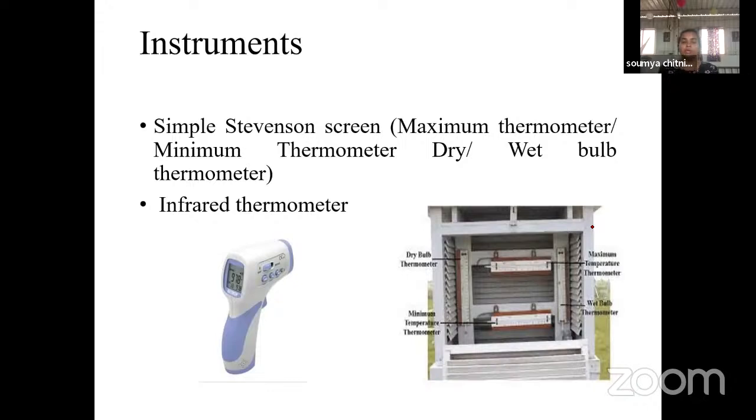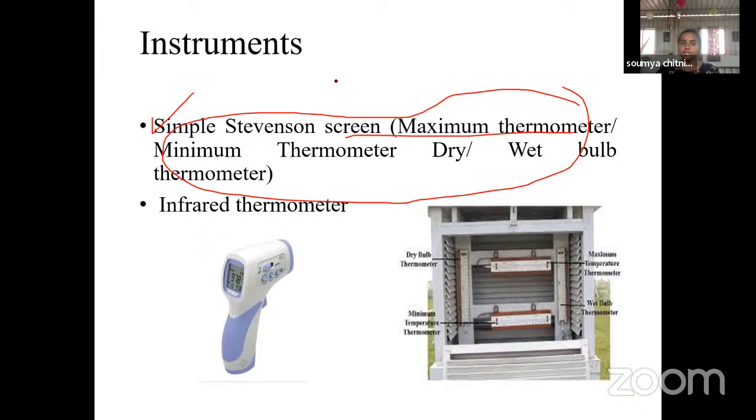Now, what are the instruments we can use to measure temperature? Any layman can say a thermometer can be used to measure temperature. When it comes to an agricultural meteorological observatory, we have to know about the Stevenson screen, which has a maximum thermometer, a minimum thermometer, and dry and wet bulb thermometers. These four thermometers are embedded into the Stevenson screen. In an observatory, it is usually north facing and white colored. The maximum thermometer is placed in the upper groove, the minimum thermometer in the lower groove, and on the left side the dry bulb, and on the right side the wet bulb.